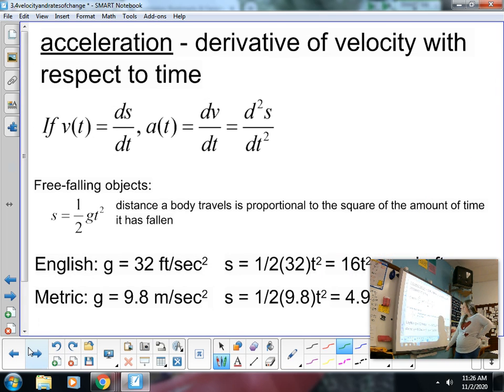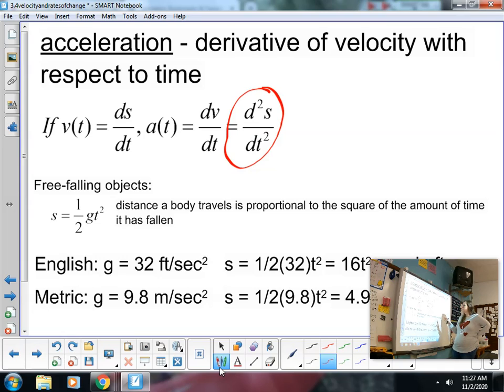Okay, so now we're to acceleration. Acceleration is the derivative of velocity, and again with respect to time. So you have position. The derivative of position is velocity. The derivative of velocity is acceleration. You can see acceleration then is the second derivative of position.